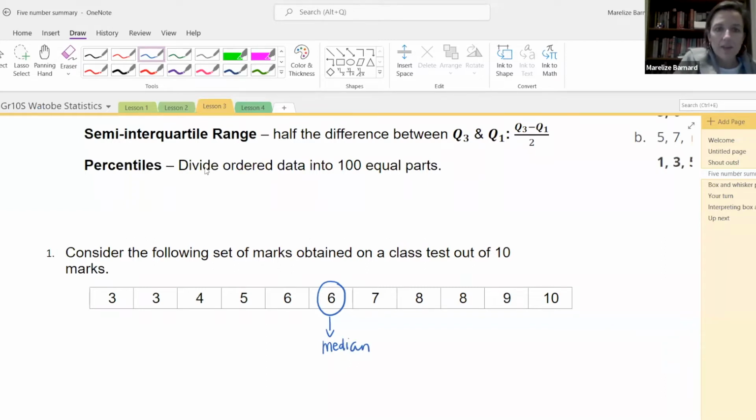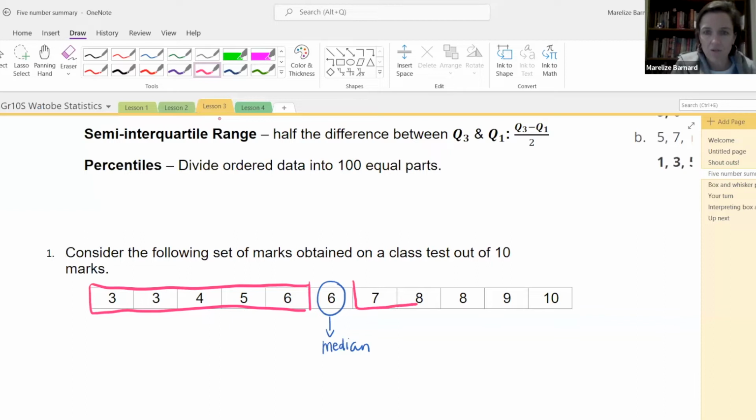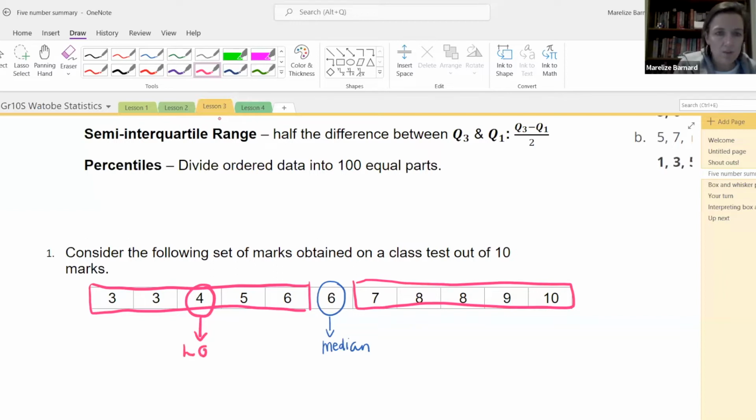Okay, so that means we've divided our data into 2 parts. We have this half, and here's our other half. Now remember what we said about quartiles. When we are dividing the data into quarters, we're dividing it into 4 equal parts. So what will be the middle value of the lower part? That will be here, and that we call the lower quartile.